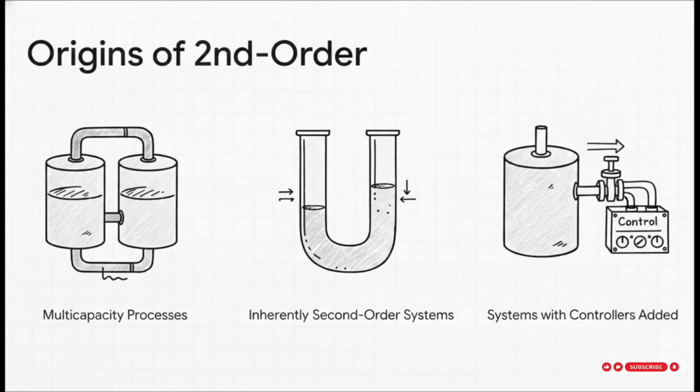The literature points out three main ways these second-order systems form. First, through multi-capacity processes, like hooking up two first-order systems in series. Second, through inherently second-order systems, meaning they possess actual physical mass and inertia. And third, by simply slapping a controller onto a standard first-order unit. Let's actually look at a couple of these right now.